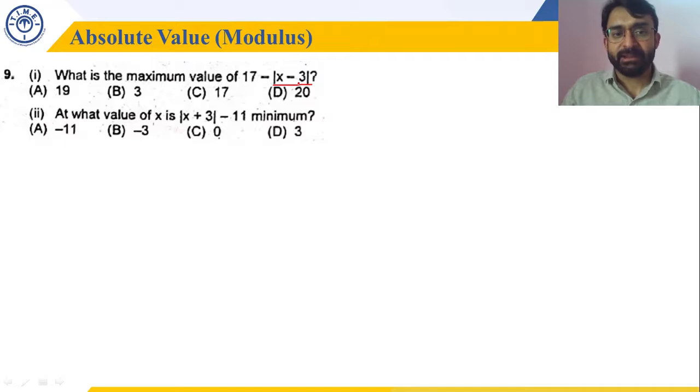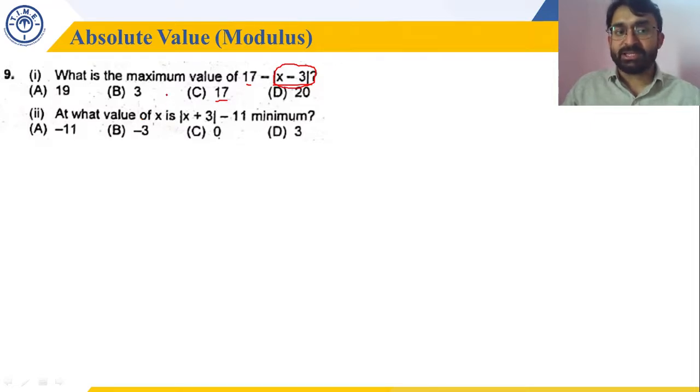So in 17 minus mod of x minus 3, if I want to maximize the value, if I subtract anything from 17, the value will get reduced. So I'll consider the minimum possible value of mod x minus 3. What is the minimum possible value which mod x minus 3 can take? 0. It cannot be negative. So if I take 0, answer will be 17. For x is equal to 3, this mod of x minus 3 will be 0. So answer will be 17. Is that okay?